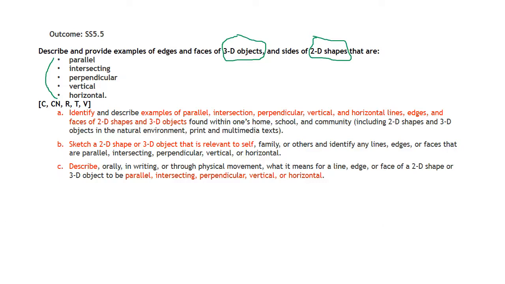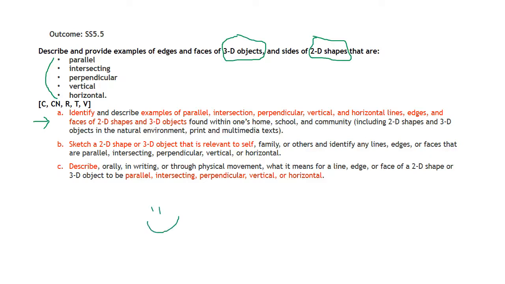Okay, so indicator number 1 says, identify and describe examples of parallel, intersection, perpendicular, vertical, and horizontal lines, edges, and faces of 2D and 3D shapes. So you need to know what those words mean. And all of this, of course, they like it to be relevant to your life, which is important. B says you have to be able to sketch it. So you're going to watch me try and sketch. You know how that's going to go.